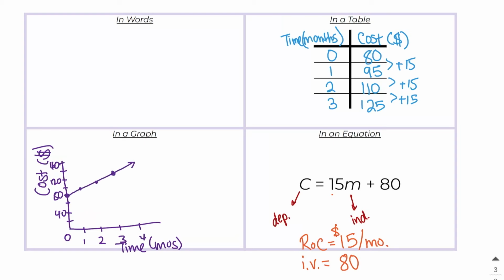And then lastly, we need to talk about what's happening in words. So we know right here that our initial value is $80. How do we know? From our equation, from our table, and from our graph. And we also know that the rate of change is $15. How do we know? From our equation, from our table, and then this went up by $15 for every 1 month. So from our graph as well. So we need to have some type of a situation that starts at $80 and goes up by $15 per month.